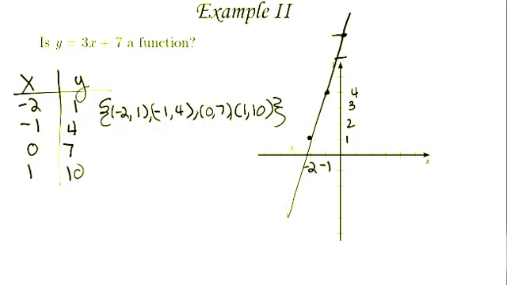And what I see is that no matter where I draw a vertical line, it only crosses the graph at one point. Therefore, this describes an equation where each element of the first set is unique. There's not going to be 2 ordered pairs that have the same first element or the same x value. So this passes the vertical line test, and this is a function. Yes, this is a function.